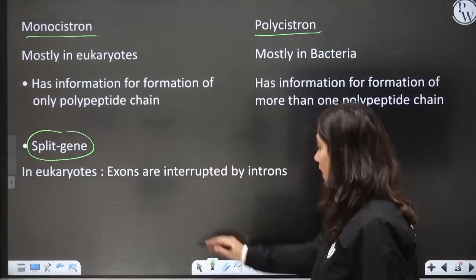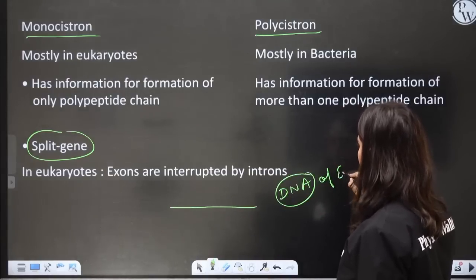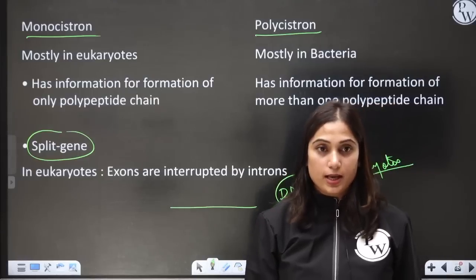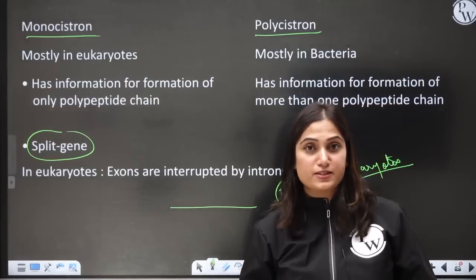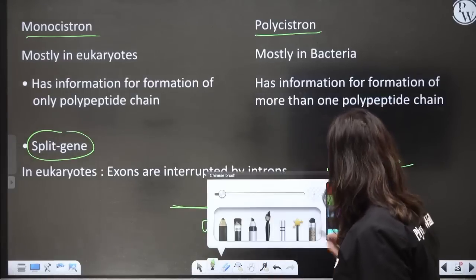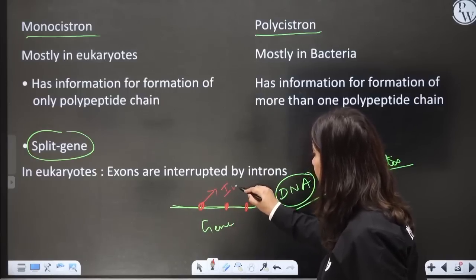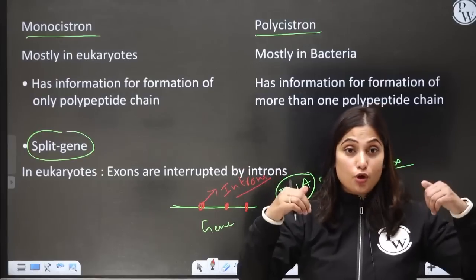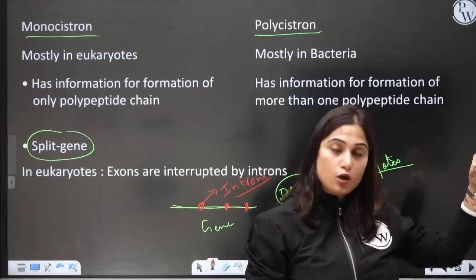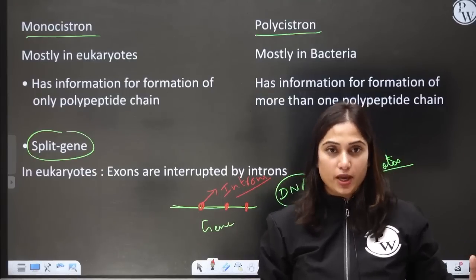Split gene. Split gene means the DNA of eukaryotes has some parts which are expressible and some parts which are non-expressible. The expressible parts are exons and the inexpressible parts are introns. So the whole gene is interrupted in between by some sequences, and these sequences are called introns. That means in eukaryotes, the introns split the whole gene, and until these introns are removed from this gene, translation will not occur. So split gene arrangement is found in eukaryotes.